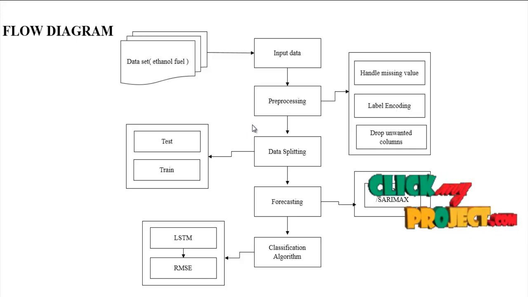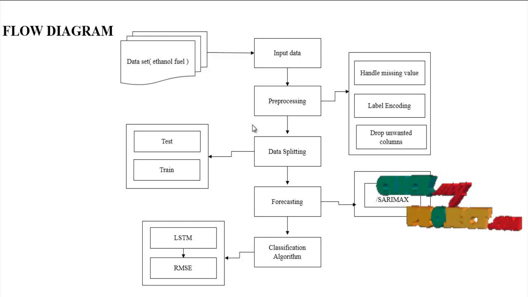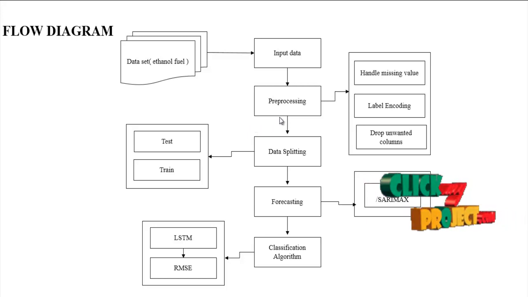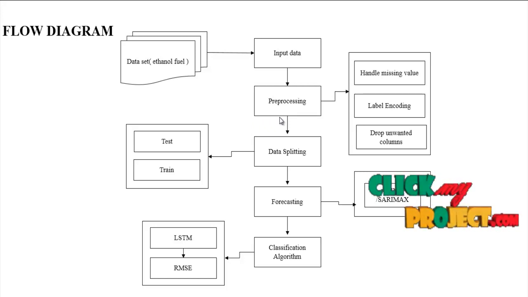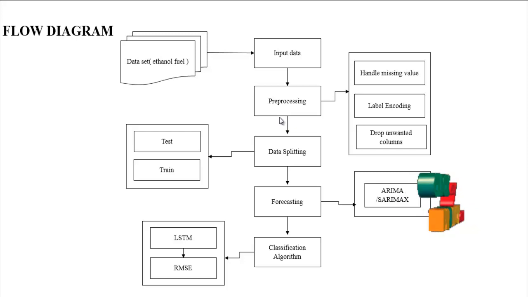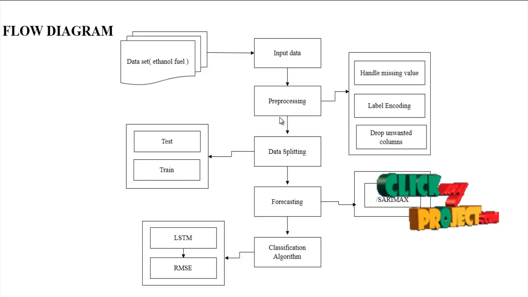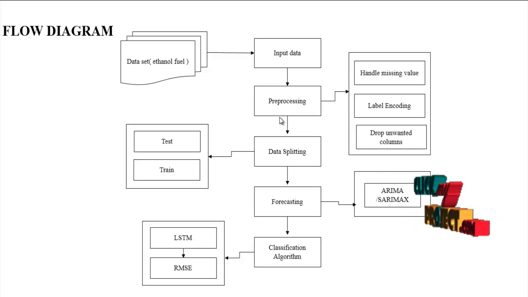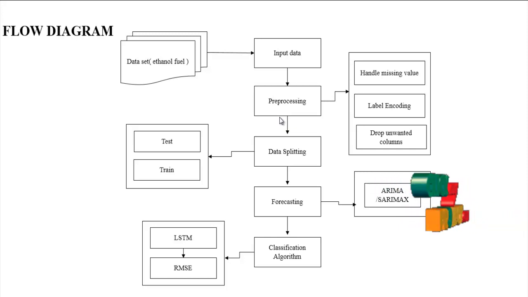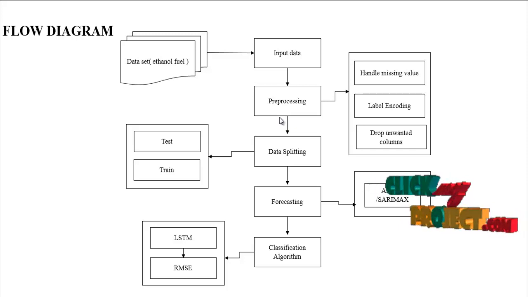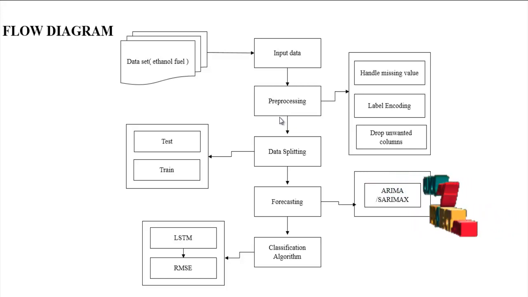Then we have to implement the forecasting. Before forecasting, the data is split into test and train. In the train part, most of the data is stored. In the test part, a smaller portion of the data will be stored. After that we have to implement the forecasting model. For forecasting, we have to use the time series data sets. Here we are using the ARIMA or SARIMAX models for predicting the ethanol fuel.